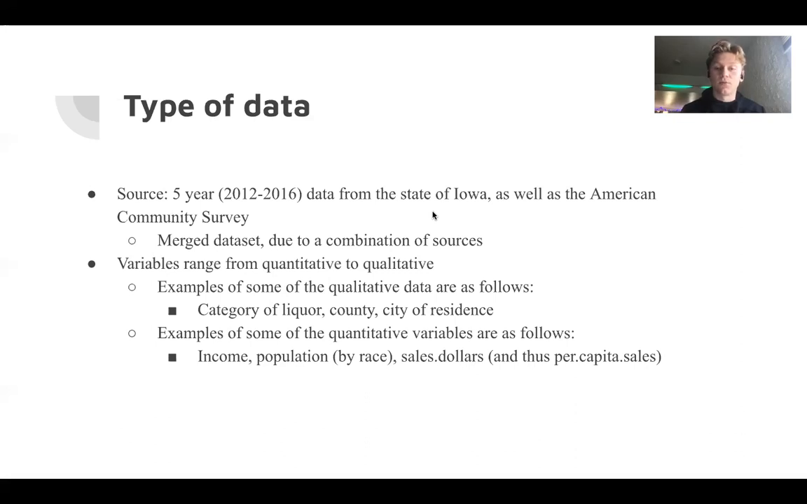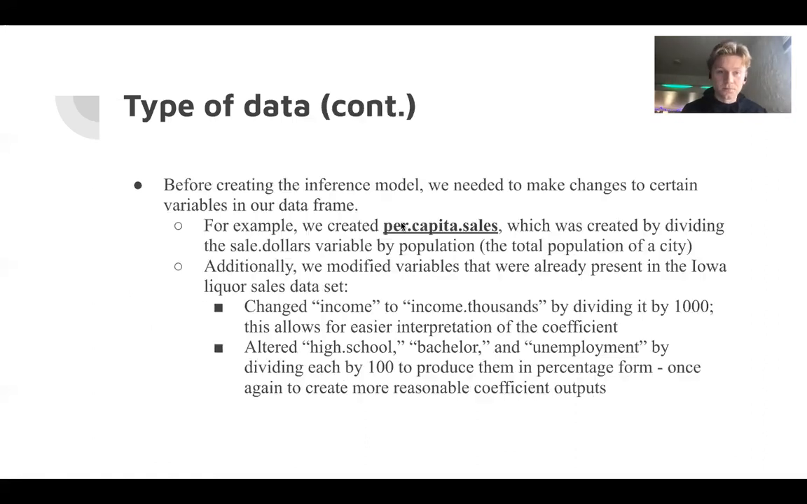Some of the examples of our quantitative variables are income, which is measured by median earnings in a certain city or region of Iowa, population by race, which is split into 7 different subsets of race categories, and sales dollars, which we initially identified as our dependent variable, but realized that we had to make a slight modification to adjust and account for population. So in this process, before creating our inference model, we needed to make some of these changes to create a more accurate sense of the data we were looking at.